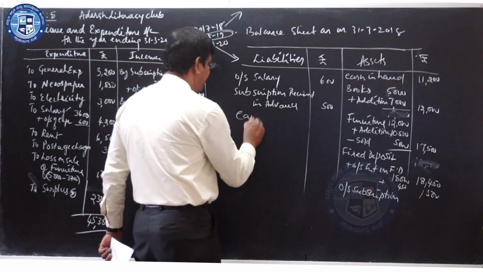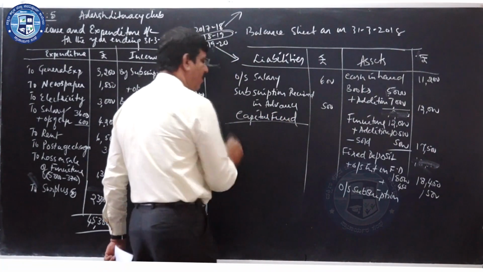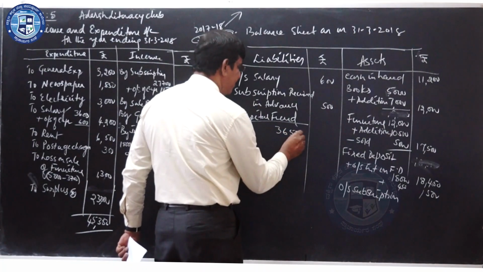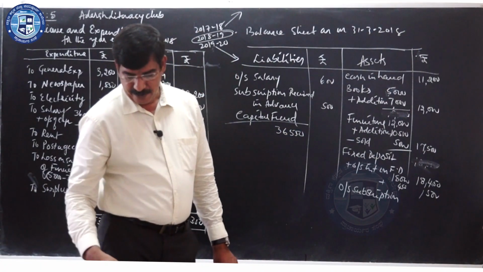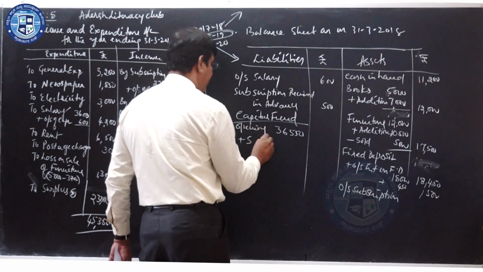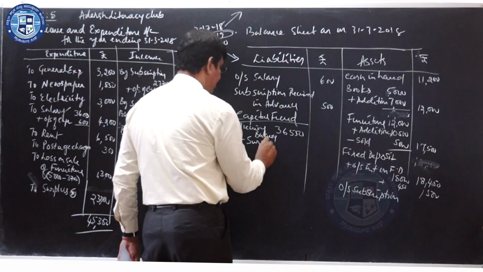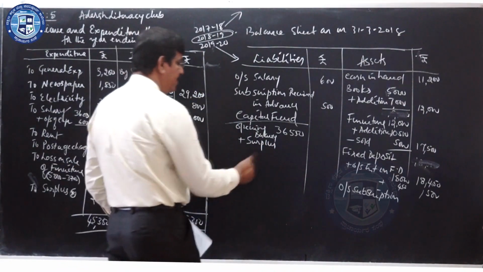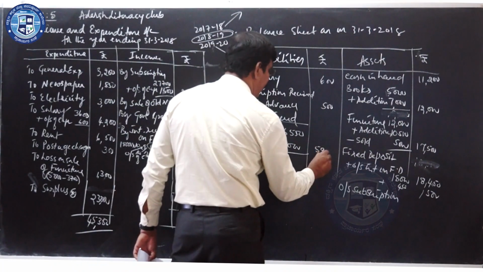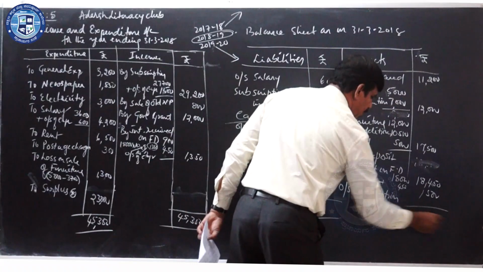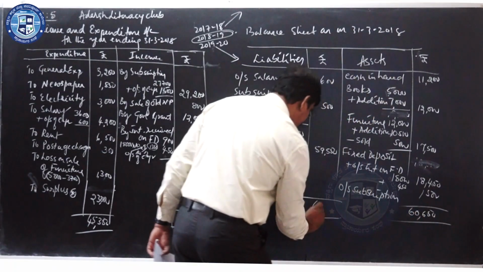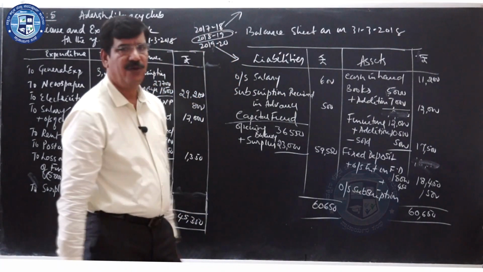Okay, now let's see capital fund. Capital fund we have found out in the opening balance sheet. Opening balance of capital fund is 36,550, and the surplus we have found out is 23,000. Add up these two figures and you will get 59,550. So now find the total of both sides. The total will be 60,650. So this is how you have to work out this problem.